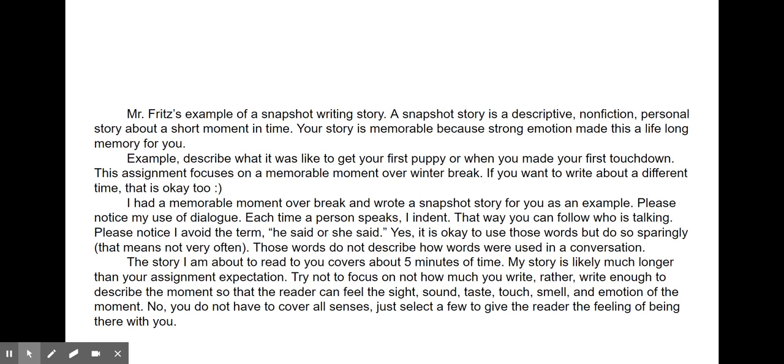The story I am about to read to you covers about 5 minutes of time. My story is likely much longer than your assignment expectation. Try not to focus on how much you write, rather, write enough to describe the moment so that the reader can feel the sight, sound, taste, touch, smell, and emotion of the moment. No, you do not have to cover all the senses. Just select a few to give the reader the feeling of being there with you. Here's my story.